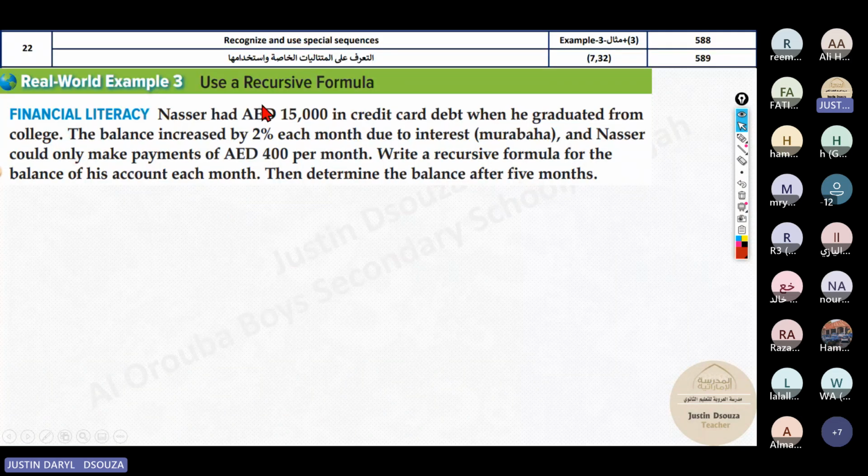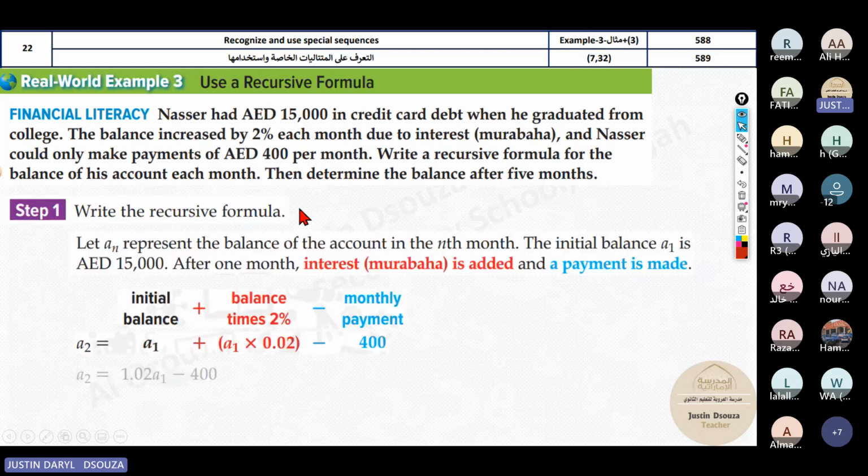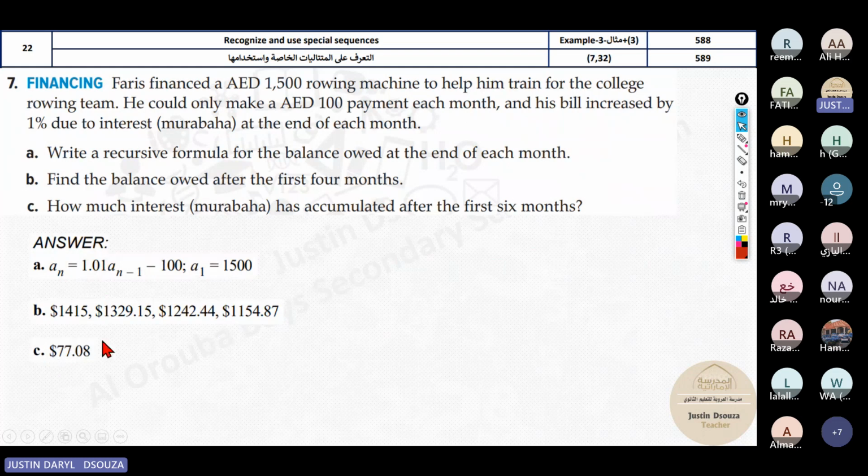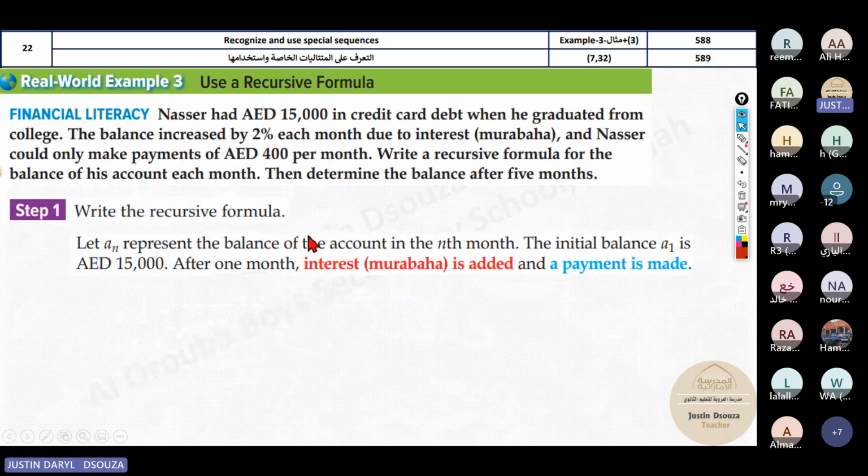It's about the recursive formula. Okay, I think so. There is one over here. Everyone's getting difficult. I guess the 77.08. I'll come to this in a while. Let's see how to do it in detail.